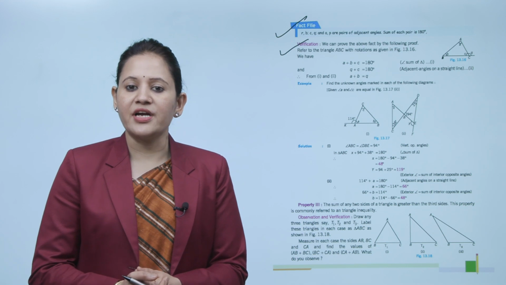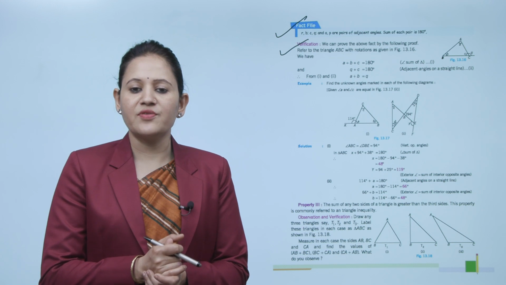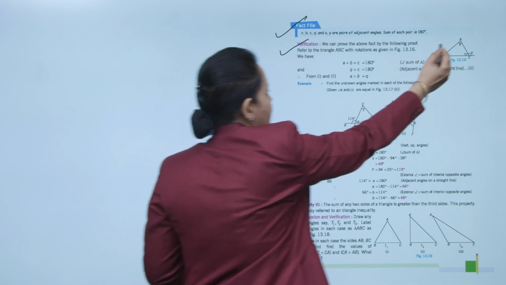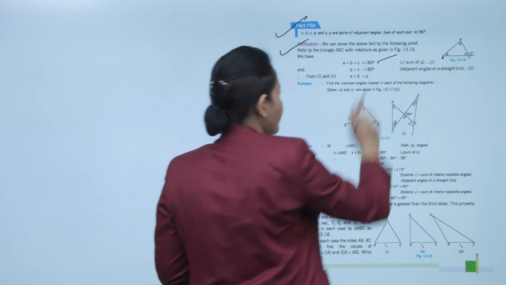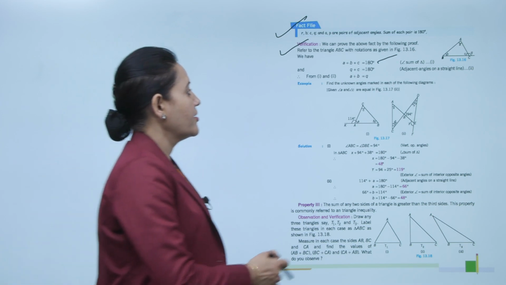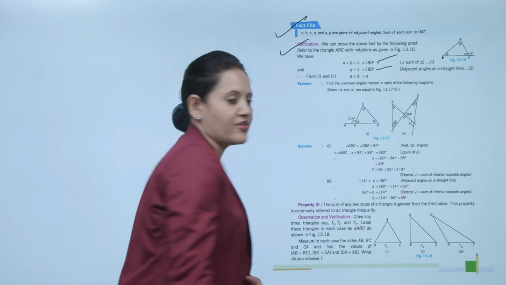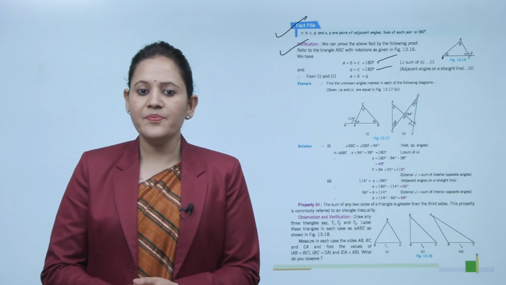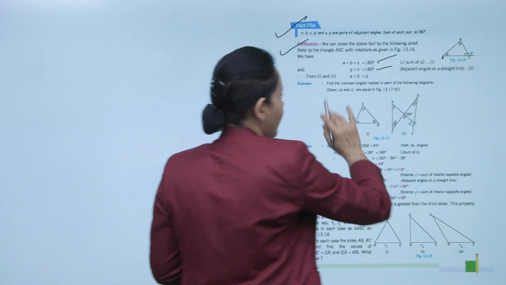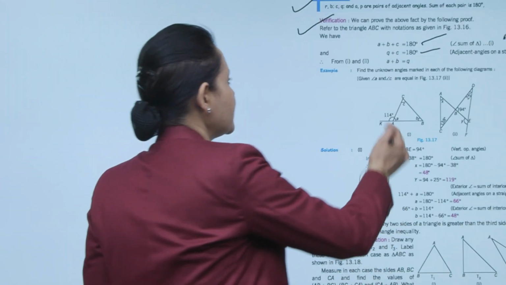We can prove the above fact by the following proof. Refer to the triangle ABC with the notation given in figure 13.16. We have A plus B plus C, the sum of the three angles of a triangle, equal to 180 degrees. Q plus C is 180 degrees, adjacent angles on a straight line. Clear? So A plus B is equal to what? Q. Means the exterior angle is equal to the sum of the two opposite interior angles.